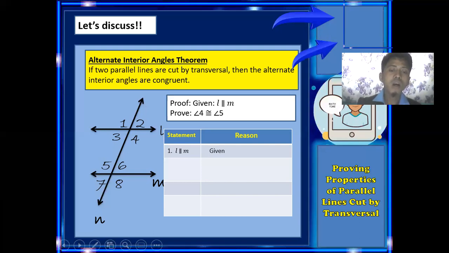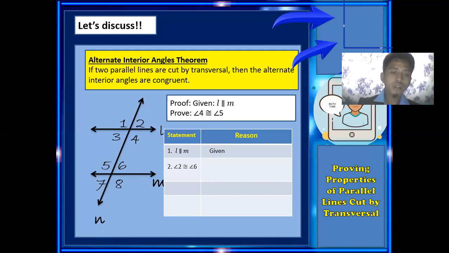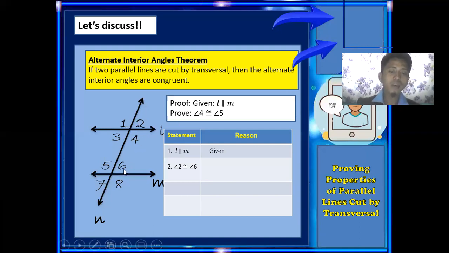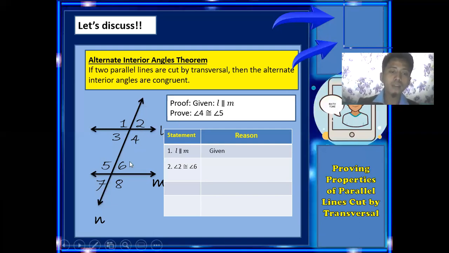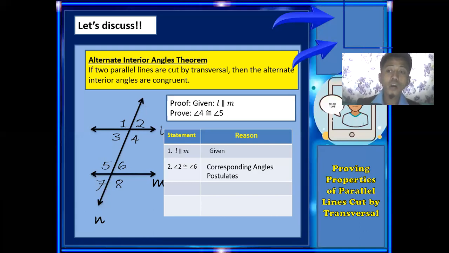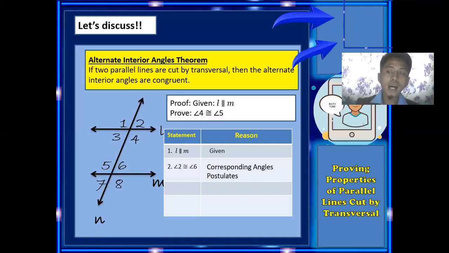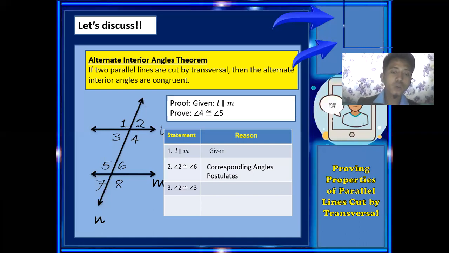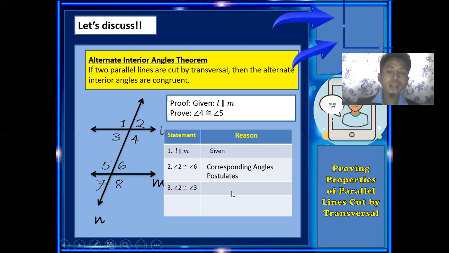The next is angle 2. Where is angle 2? Angle 2 and angle 6 are congruent. So what is the reason for that? Corresponding angles postulate. Based on the corresponding angles postulate, once the two angles are corresponding angles, automatically they are congruent. So the next is angle 2 and then angle 3.